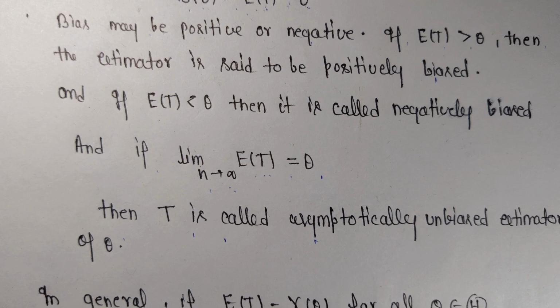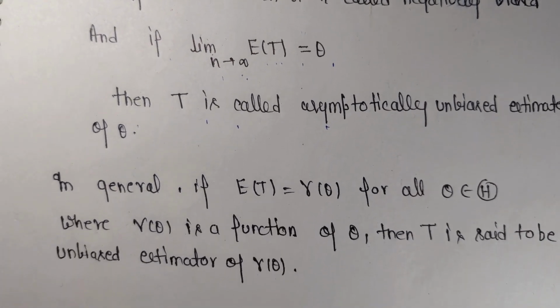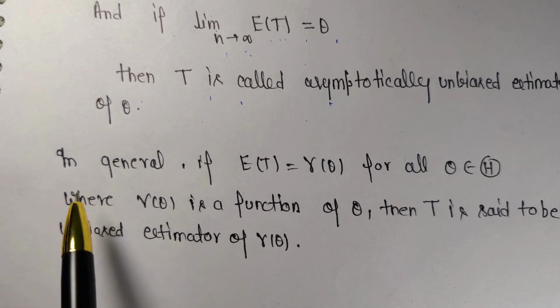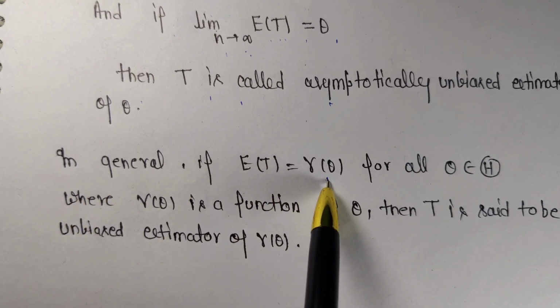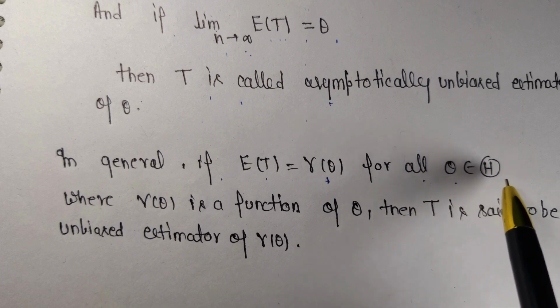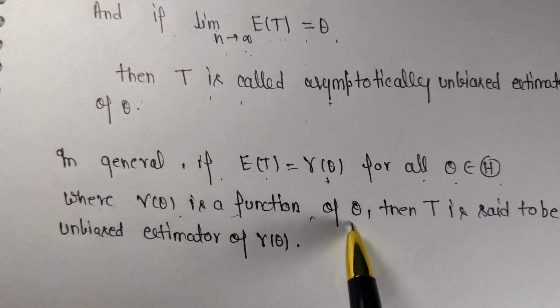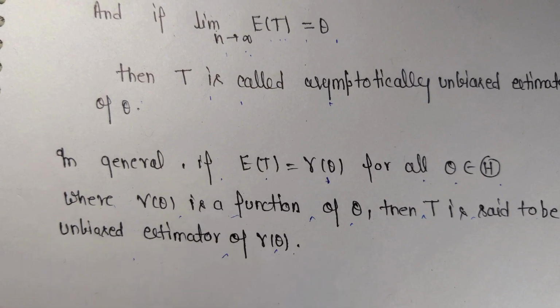Okay, now in a general sense we can define an unbiased estimator like this, because in my previous lecture I have considered gamma of theta as a parameter, that means a function of the parameter. So in general, if expected value of T is equal to gamma of theta for all theta belonging to the parameter space, where gamma of theta is a function of theta, then T is said to be an unbiased estimator of gamma of theta. Is it clear? This is the concept of unbiasedness. So if we have any estimator and the expected value of that particular estimator is equal to the value of the parameter, then the estimator is called an unbiased estimator.